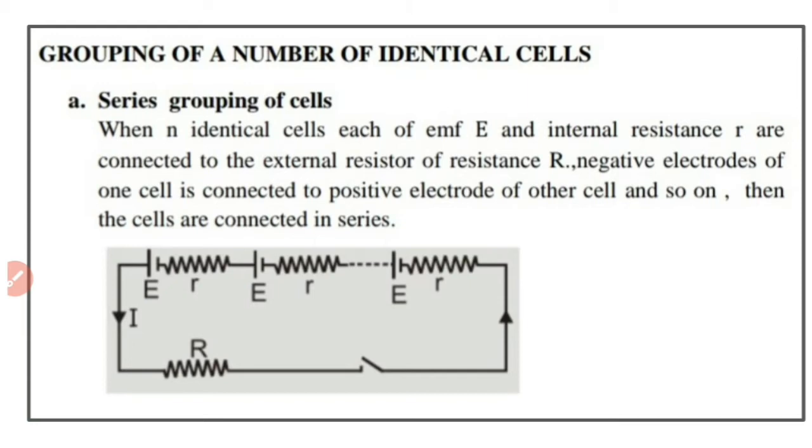Today we are discussing grouping of a number of identical cells. In that itself, series grouping. Grouping means we have a number of identical cells, that means identical in all the aspects. Their EMF and internal resistance are the same. So n such cells are connected in series. That's what we mean by grouping.